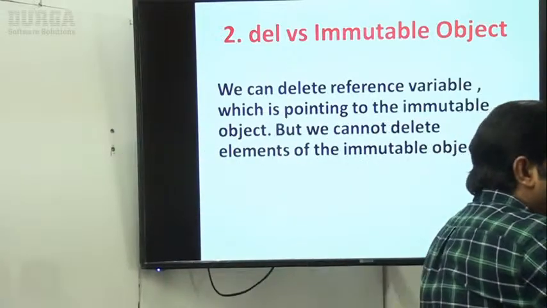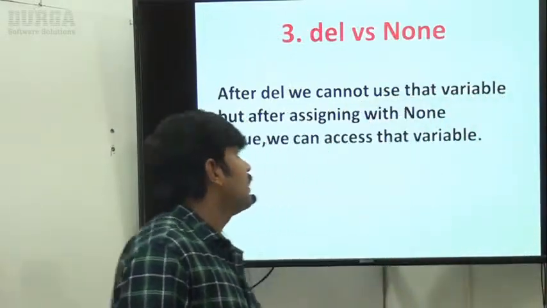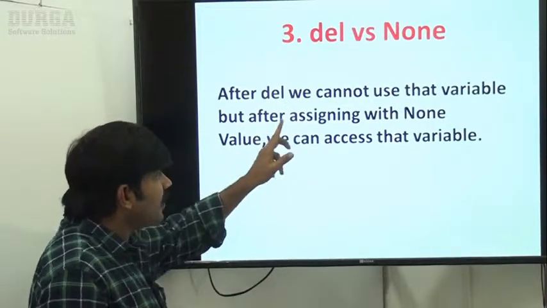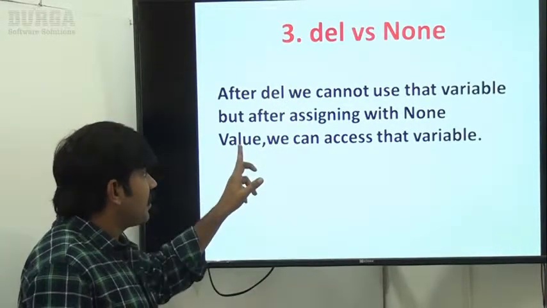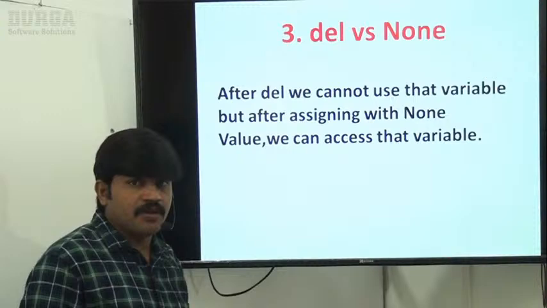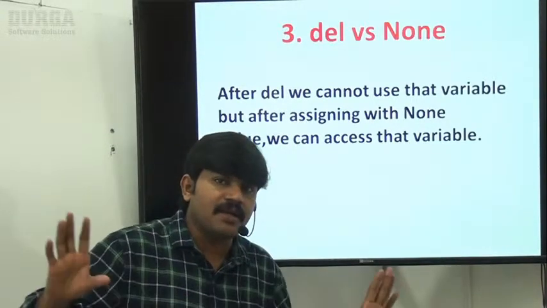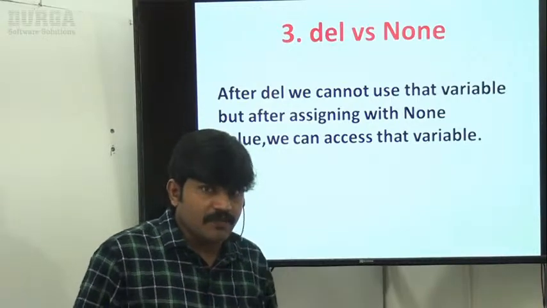Next, what is the difference between del versus None? After del, we can't use that variable, but after assigning the None value, we can access that variable. The variable is alive if I use None, and the variable is deleted if I use the del keyword. Clear for all of you, right?